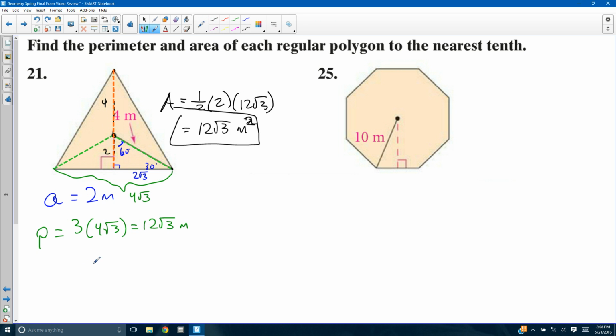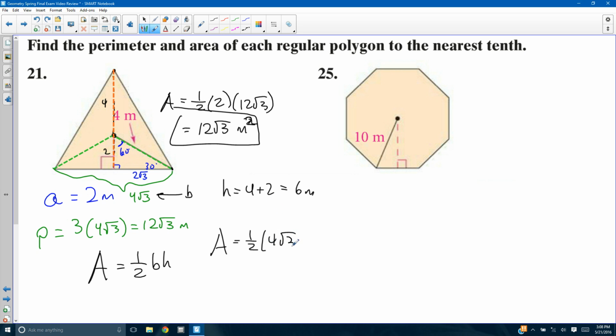So I can find the area of this triangle by using 1/2 base times height. If I know that my base length is 4 root 3 and my height is 4 plus 2, which is 6 meters, so my area is 1/2 base, 4 root 3, times height. Half of 4 is 2. 2 times 6 is 12. That'll end up giving you 12 root 3 square meters.